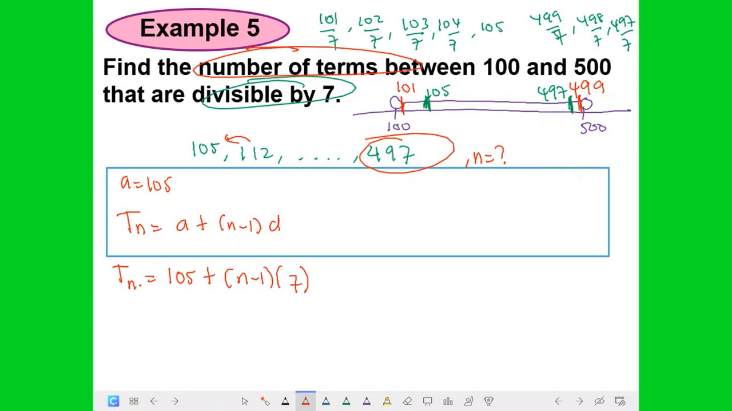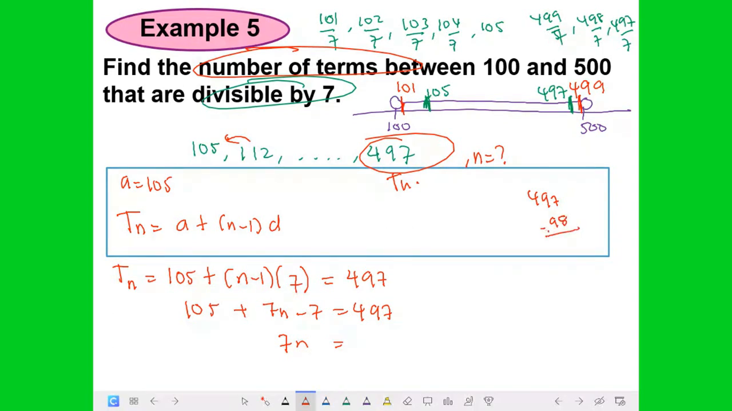Is equal to Tn, the last term, which is 497. Substitute and then simplify: 105 plus 7n minus 7 is equal to 497. Try to calculate for me 105 minus 7 and then bring it over here. Okay, I'll wait. 497. What is 105 minus 7? 98.